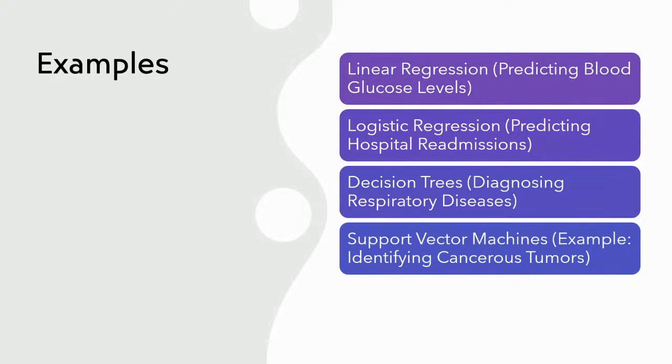Support vector machine can be used to classify tumors as either cancerous or non-cancerous based on features such as shape, size, and texture. This can help healthcare providers make accurate diagnosis and develop effective treatment plans for patients.